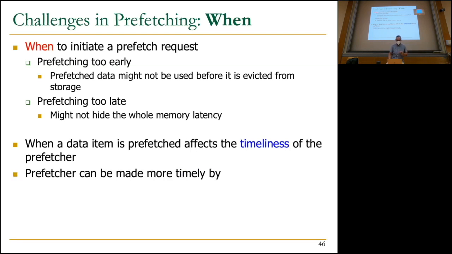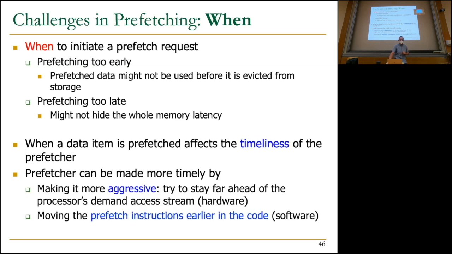Okay. So basically, a prefetcher can be made more timely by making it more aggressive. I'll just give you an example of making it more aggressive. If you see a strided access pattern, don't just say, I'm going to access the next predicted address. I'm going to access the next predicted 10 addresses, for example. That's one way of making it very aggressive. Try to stay far ahead of the processor's demand access stream. This is hardware-based thinking. Of course, you could do this in software also in different ways.